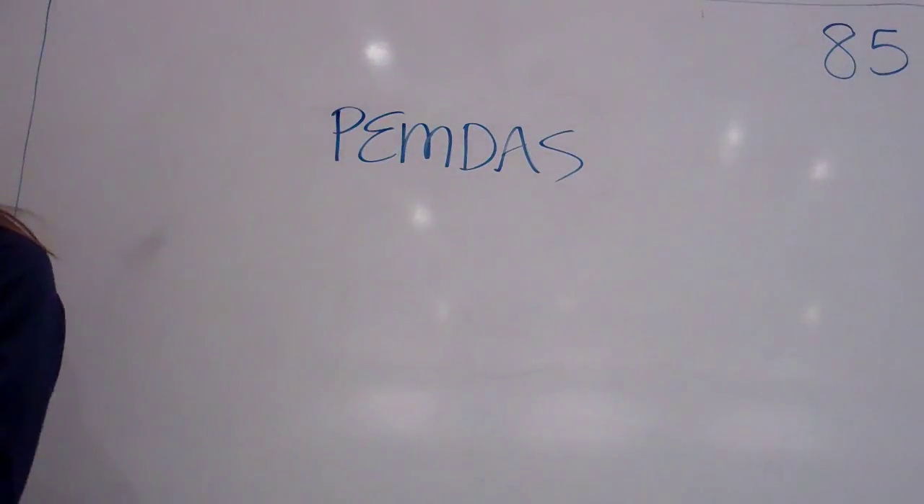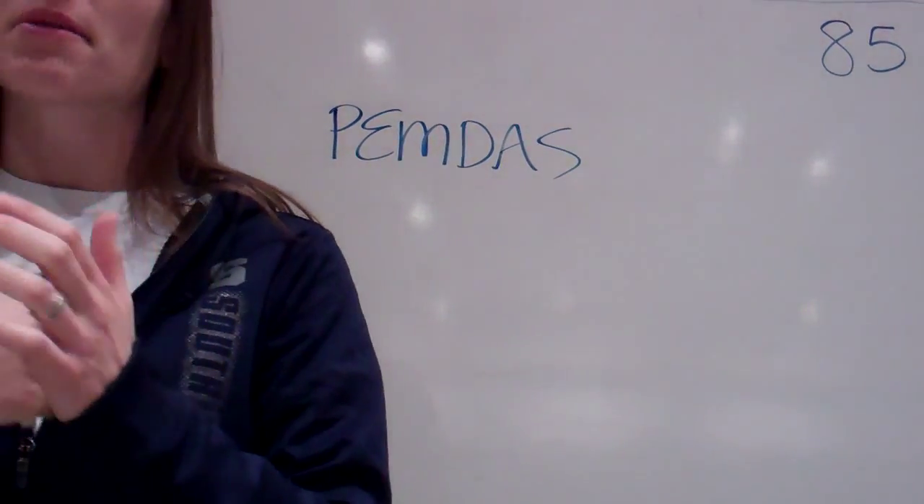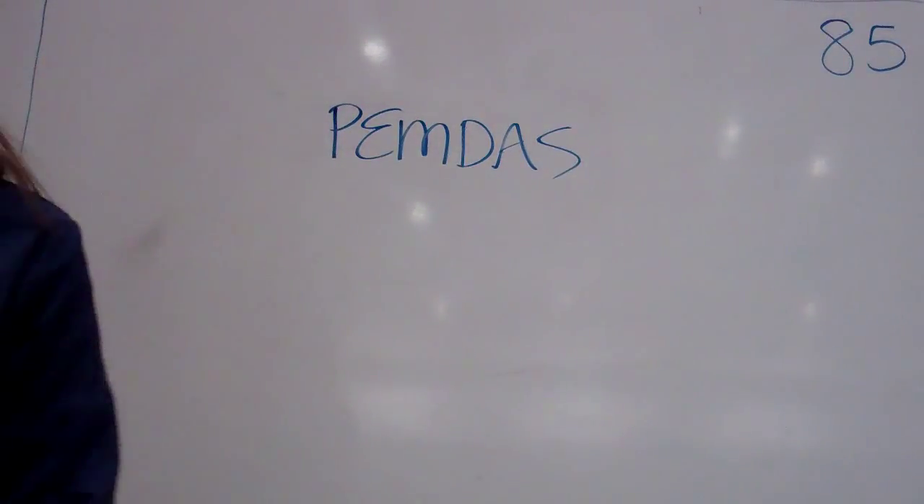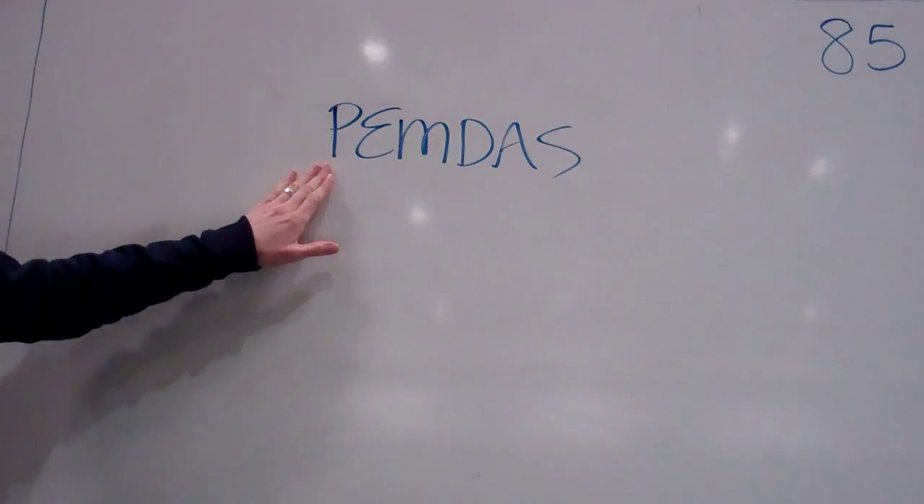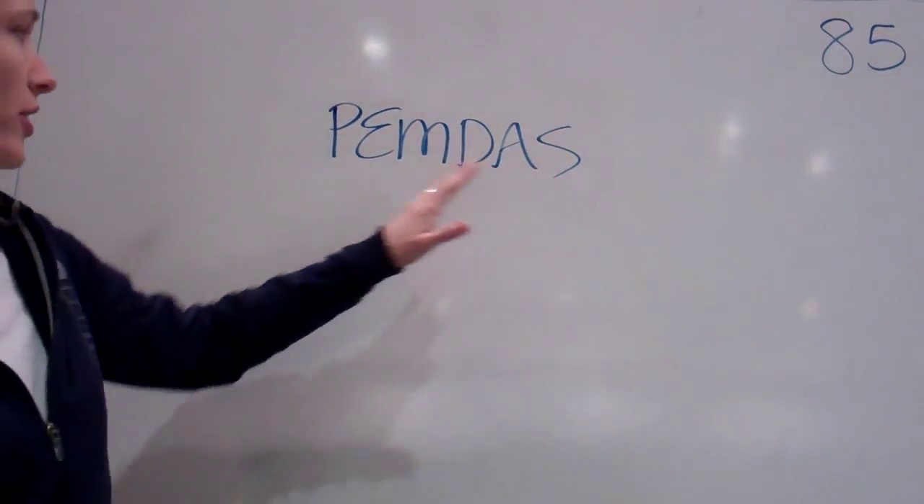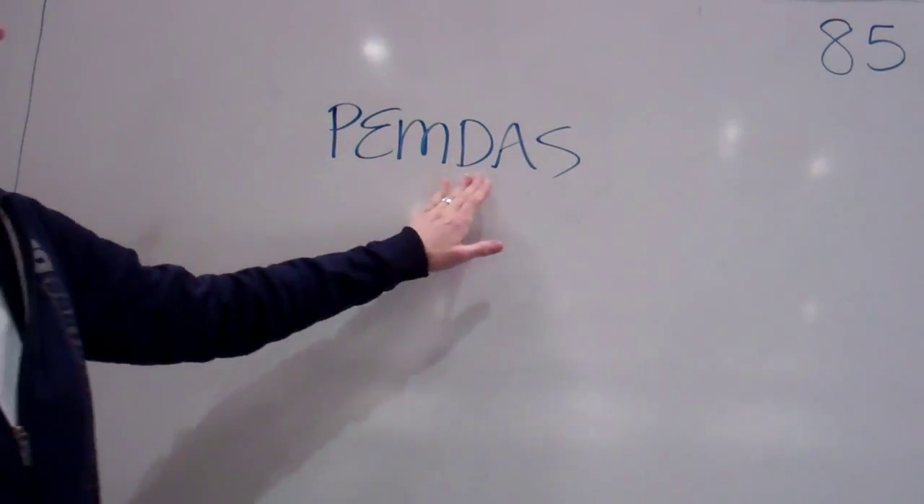Okay, so we're learning about order of operations with signed numbers. It's going to be a little bit different, but let's review PEMDAS first. Parentheses. Exponents. Multiply, divide, add, subtract. Very good. Parentheses, exponents, multiply, divide, add, subtract.